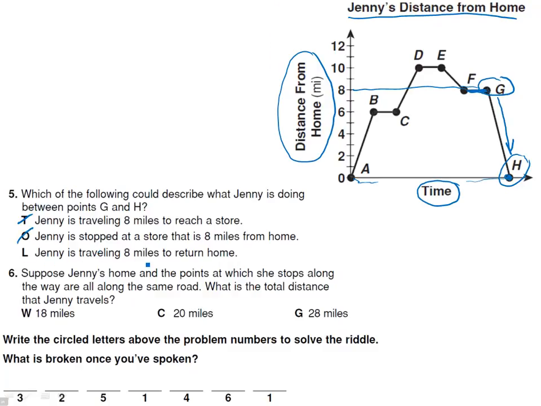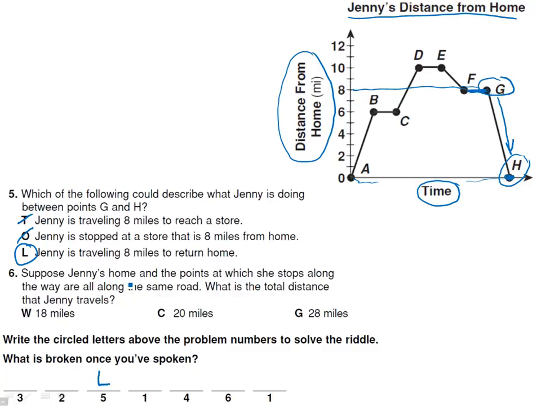It must be Jenny is traveling 8 miles to return home. And that is what's happening. She's traveling 8 miles between points G and H, and the distance from home decreases until she's at 0 miles from home, which would be at her house. So L is the correct answer. So over the number 5, we put L.